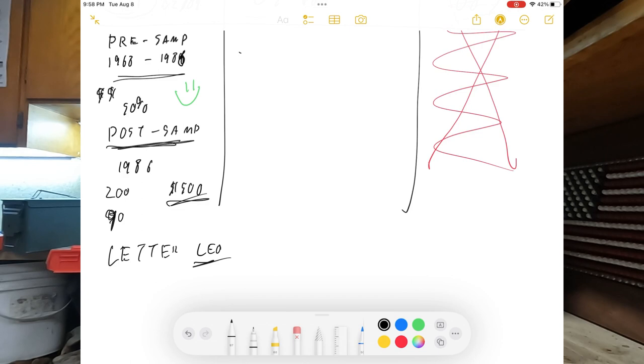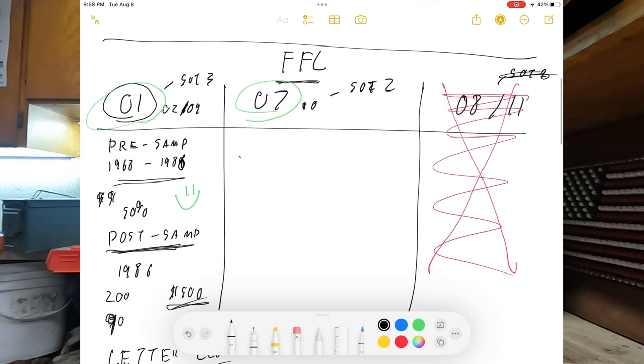Then you can hang on to it for as long as you have your license. And once you get rid of your license, you have to transfer it to another FFL. You cannot hang on to it, or else you will end up behind bars and be all sad. So let's not do that.